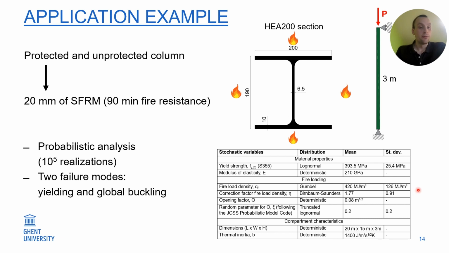We are considering 2 failure modes for this column. We have yielding, meaning that the stress due to the applied load would be higher than the yield strength at a certain temperature. And we have global buckling, which is a second order effect, and is mainly related to the geometry of the section and the elastic modulus.